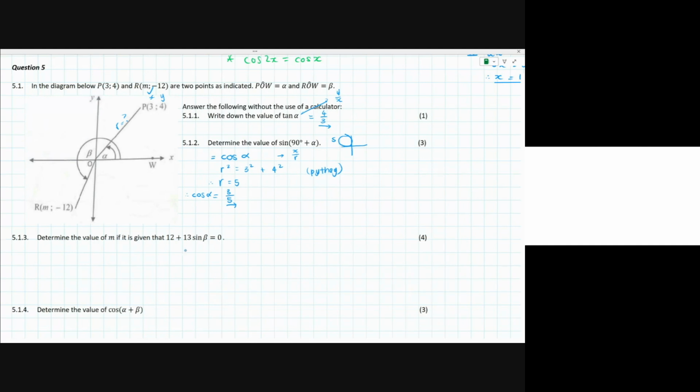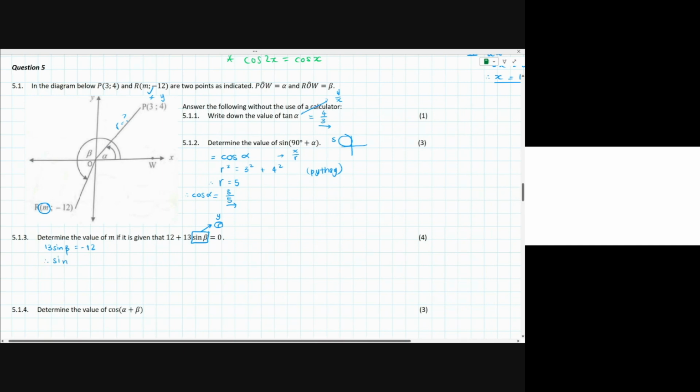5.1.3 says determine the value of m if it is given that 12 plus 13 sin beta equals 0. Okay, so firstly, where's m? Well, m is the x coordinate over here. So essentially what we want to try and do here is get the sin beta alone, because sin beta on your Cartesian plane is y over r. And so once we know what this r value is, we can once again use Pythagoras to go and find m. So we want to isolate sin beta. So that means I've got 13 sin beta is equal to negative 12.